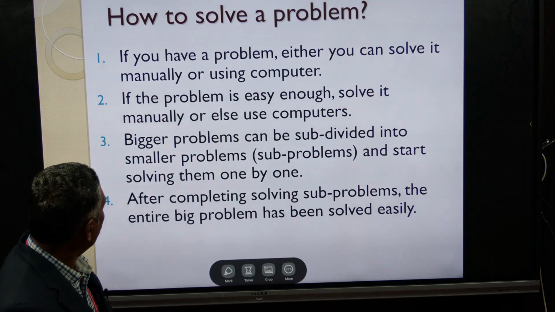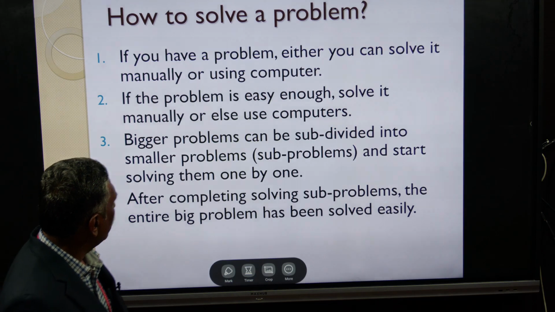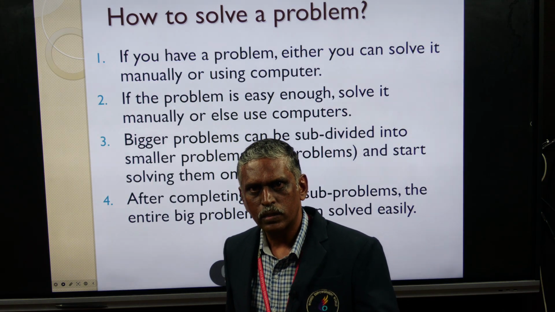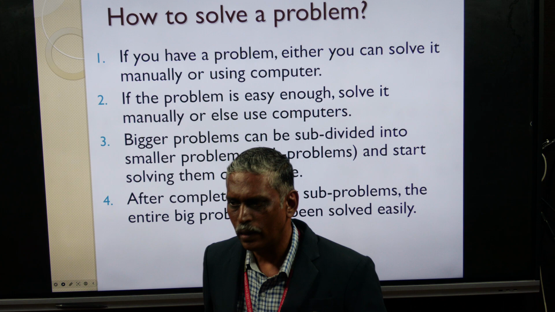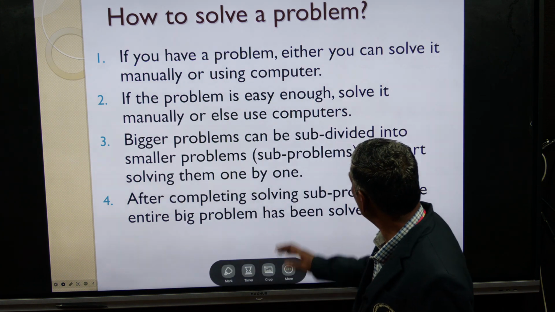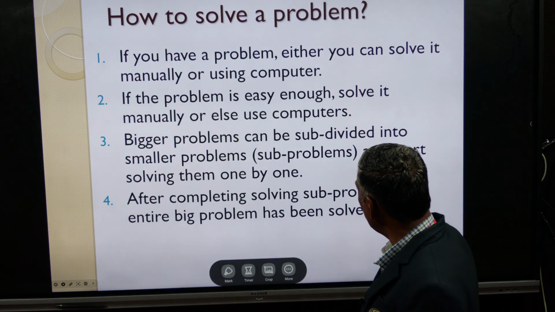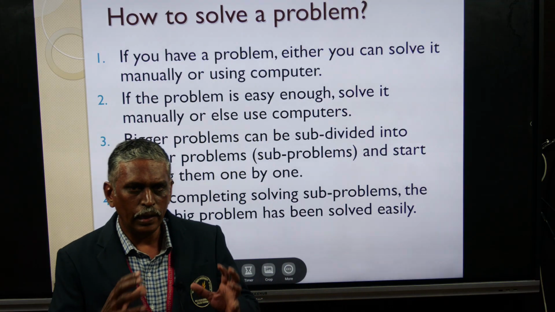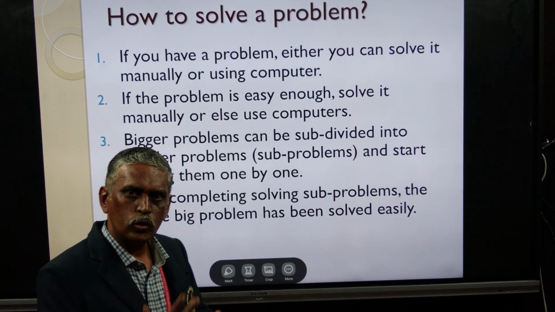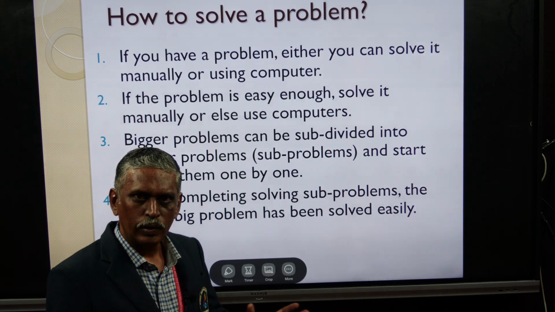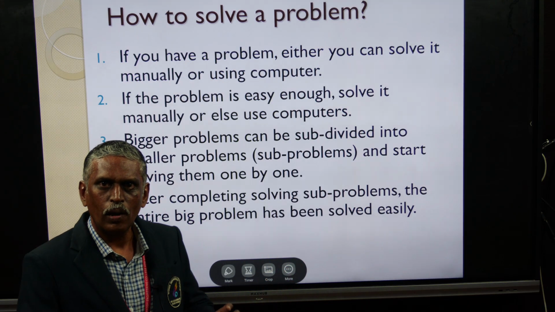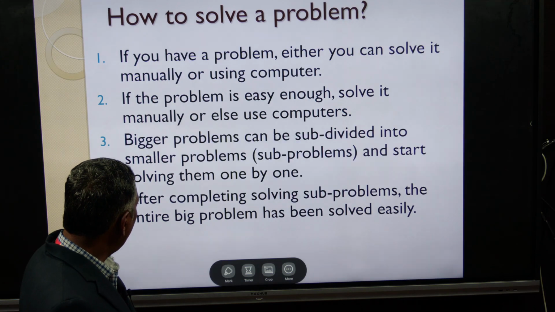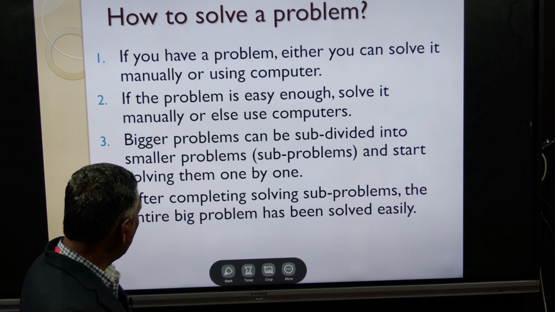If the problem is easy enough, solve it manually or else use computers. If the problem is simple to handle, simple to solve, it can be done manually. If it is complex, if it is not easy to solve manually, then we can make use of a machine like this, computer, to solve the problem. Bigger problems can be subdivided into smaller problems and we can start solving them one by one. So we can do it little by little or module by module. Modular approach is one kind of approach which is used for solving the problem in computers. We can subdivide the bigger problem into smaller ones, and solving the smaller problems will help you to solve the bigger problem. After completing solving sub-problems, the entire big problem has been solved easily.